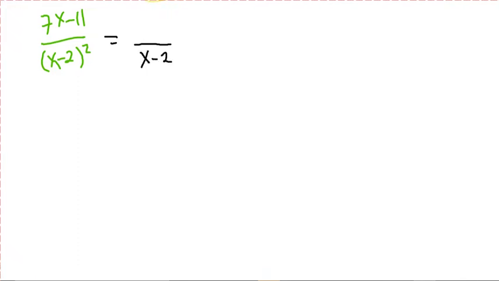So what if we have a repeated linear factor? How do we solve it? We are given 7x minus 11 all over x minus 2 squared. If we are going to reduce this into its partial fraction, first we copy the linear function, that is x minus 2 plus, and then copy the whole expression, x minus 2 squared. That means the first is a linear function, the second is a quadratic function.